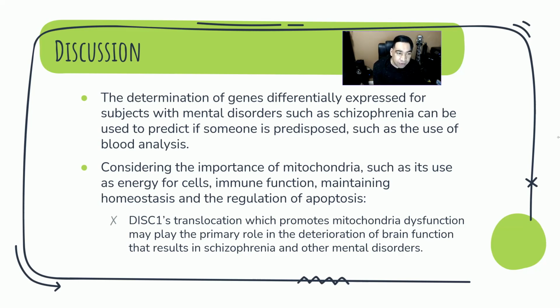Considering the importance of the mitochondria, such as its use as energy for cells, immune functioning, maintaining homeostasis and regulation of apoptosis, when that translocation occurs, it does affect mitochondrial function. And mitochondrial function affects immune function. So when someone goes through a stressful event, the brain treats it almost as an injury. It releases hormones such as ACTH and cortisol, and those hormones trigger immune responses. When the mitochondria isn't functioning properly due to dysfunction, it may affect the immune response, which results in attacking good cells. And it may explain why there's 25% less gray matter or white matter in patients with schizophrenia.